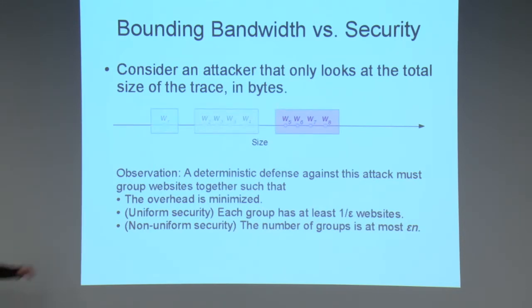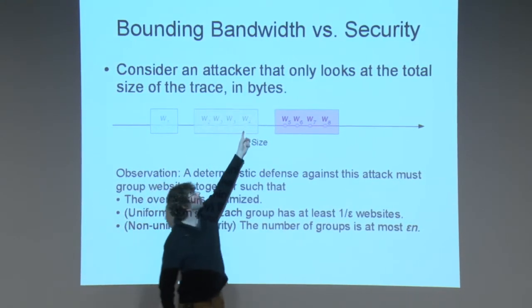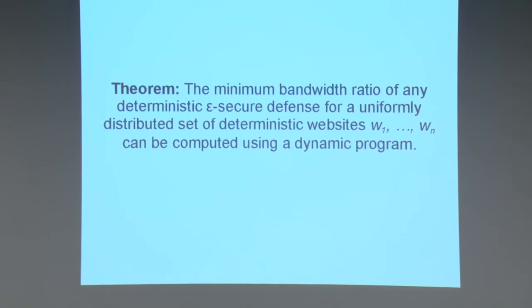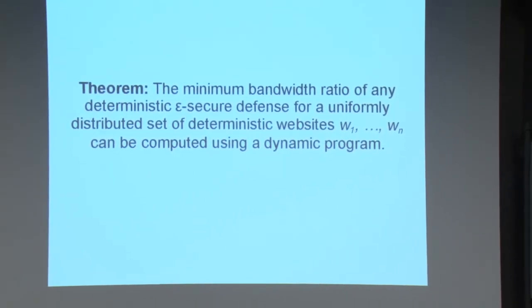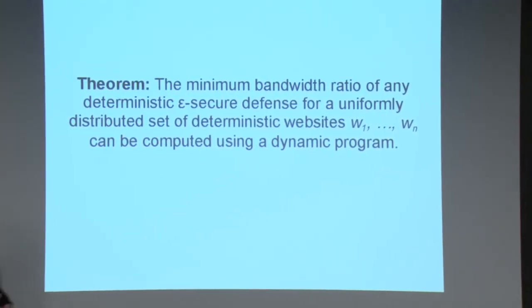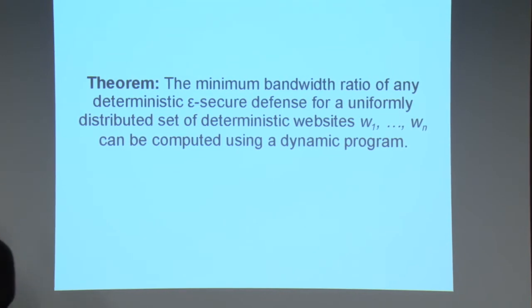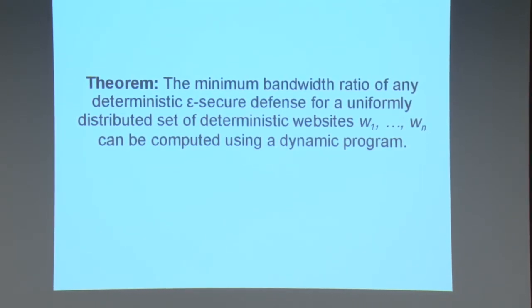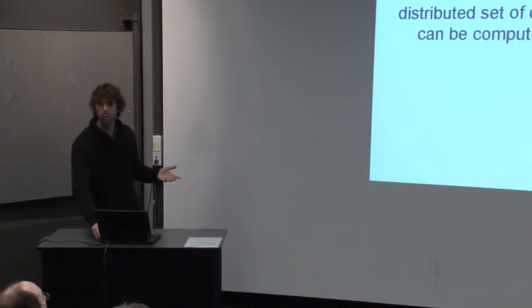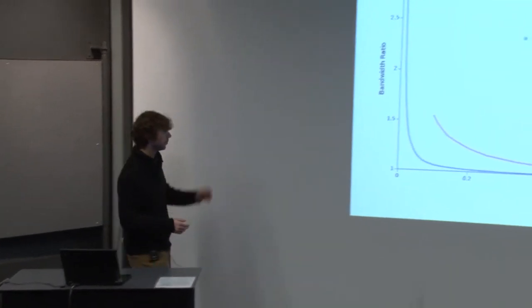So for example, a good defense might group them like that. And whenever it transmits a page in this group, it's going to transmit the size of the largest page in the group. Well, there's a theorem which says that if you tell me the set of websites and their sizes, and the level of security that you want, then I can write a dynamic program that will tell me the optimal way of grouping the websites to minimize the bandwidth overhead. This is assuming the website sizes are deterministic, as is the defense. So we said, OK, let's write that program. Let's take some of the websites that we had collected in the past, and let's compute the trade-off curve.